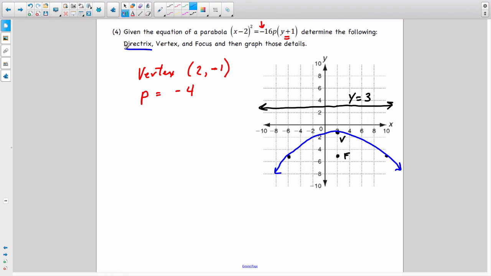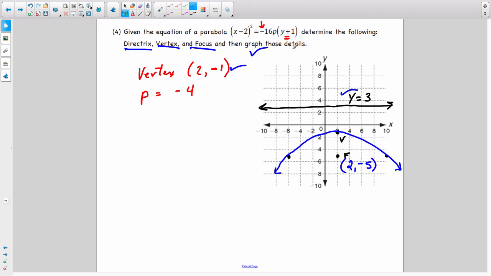So we found the directrix, y equals 3. We found the vertex, (2, -1). The focus, (2, -5). Sorry, I actually didn't write that out. There you go. And we graphed. Very nice. So this was a quick lesson.